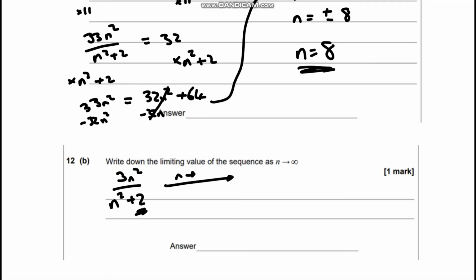So as n tends to infinity, our sequence will only take the form of 3n squared over n squared. So we can do a little cheat and ignore that plus 2 and now simplify this fraction. So we'll divide both top and bottom by n squared, so we're going to end up with 3 over 1, which is the same as saying 3. So as n tends to infinity, this sequence gets closer and closer to this value 3. And we call that our limiting value.